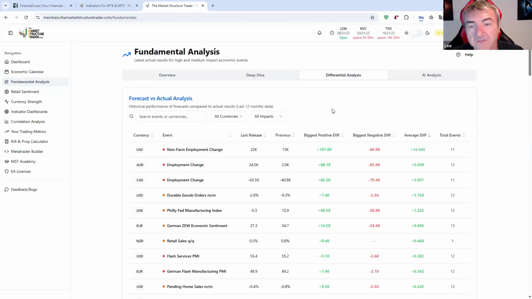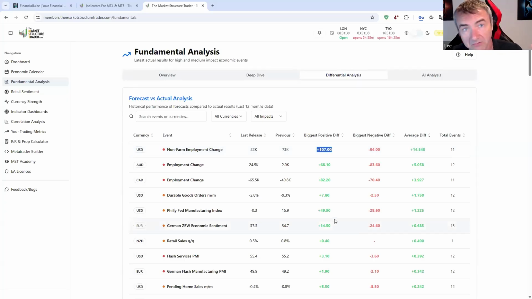You don't really need to know about them, but if you do want to know on average what a, let's say, for example, non-farm payroll comes out and the market spikes 2 ADR to the upside, you can come in here and go, why did that happen? Well, the biggest positive differential we've had is 107.